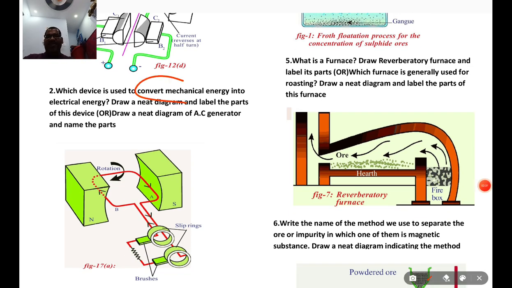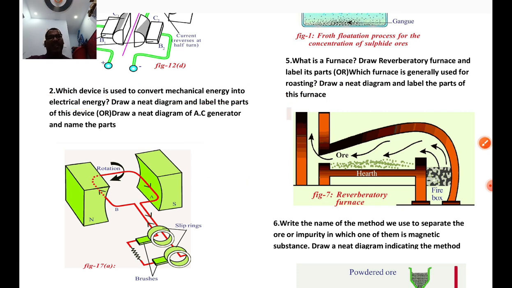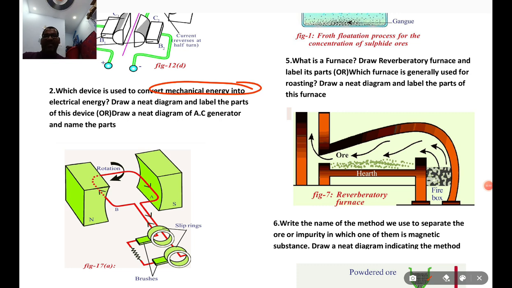And one more previous year question, if you see: which device is used to convert mechanical energy into electrical energy? You see, mechanical to electrical. Remember, electrical to mechanical, what is it? It is a motor, electric motor. Reverse is what? Mechanical to electrical, it is what? Generator, electric generator. So here indirectly it is asking which device is used to convert mechanical energy into electrical energy.